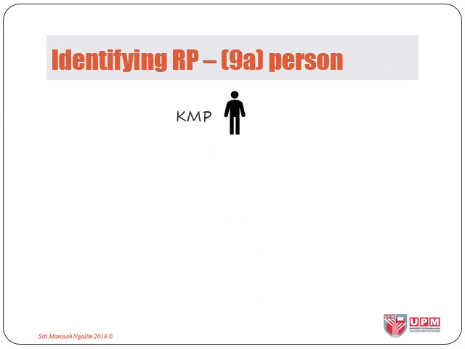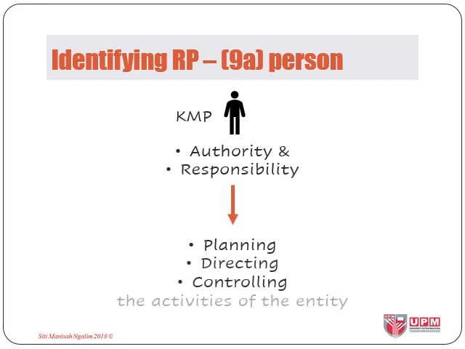Key management personnel is defined by the standard as referring to those persons having authority and responsibility for planning, directing, and controlling the activities of the entity, either directly or indirectly, including any directors, whether executive or otherwise, of that entity. So we can imagine those with the positions of director, chief executive operations, or general manager being the key management personnel because of their authority and responsibility for the planning, directing, and controlling the activities of the company.